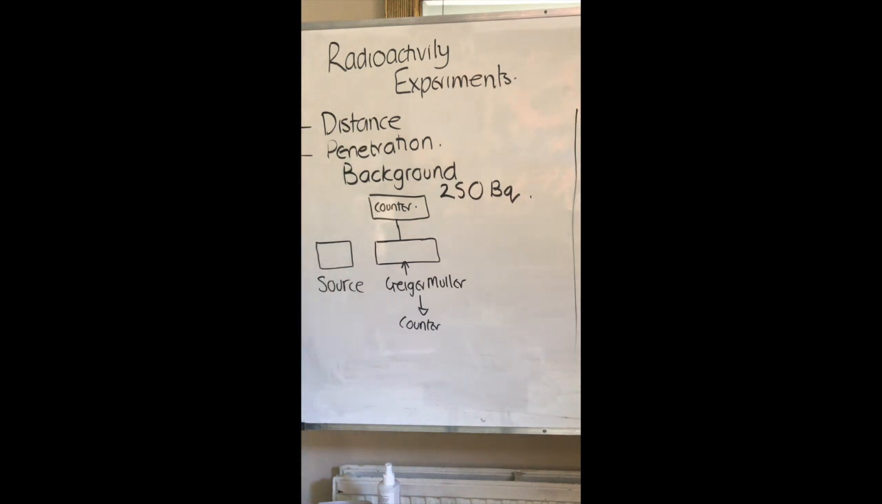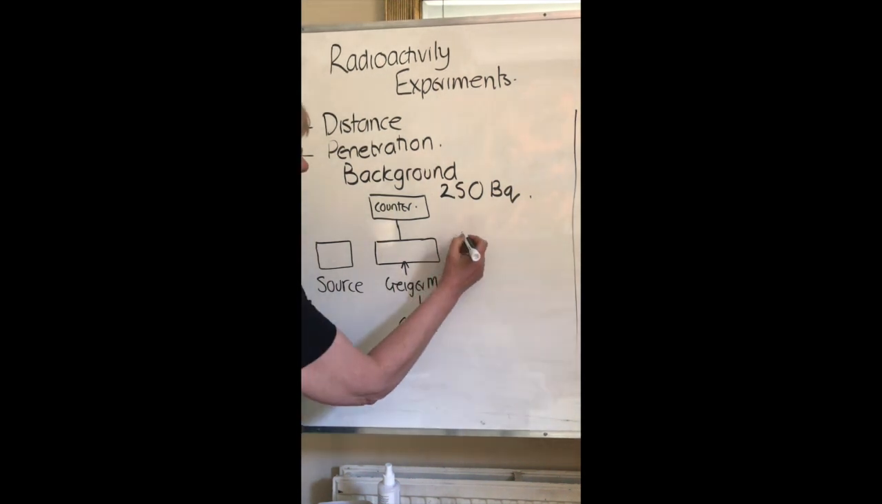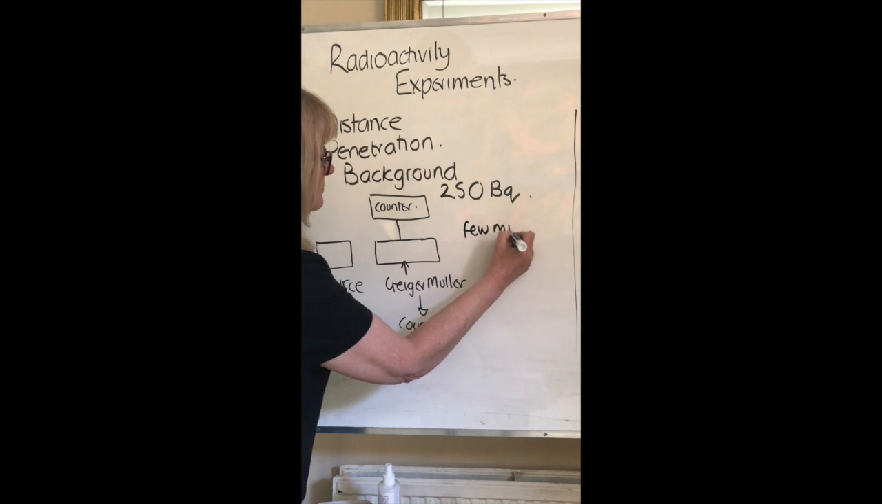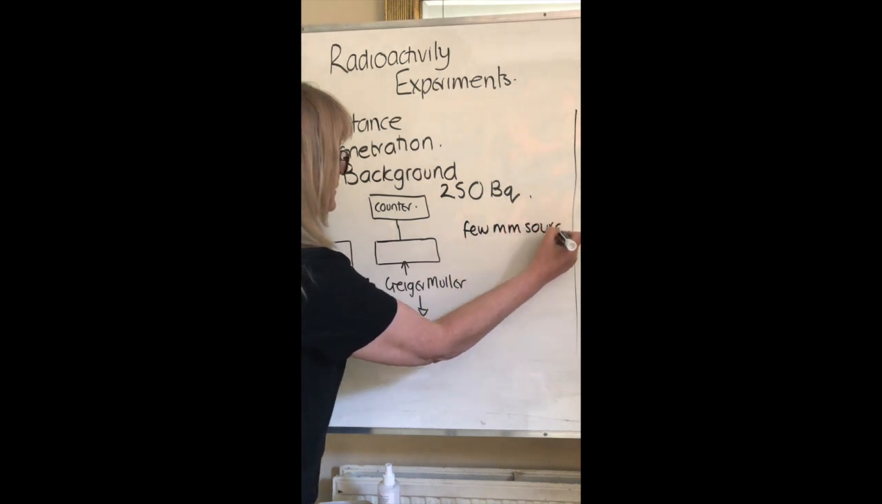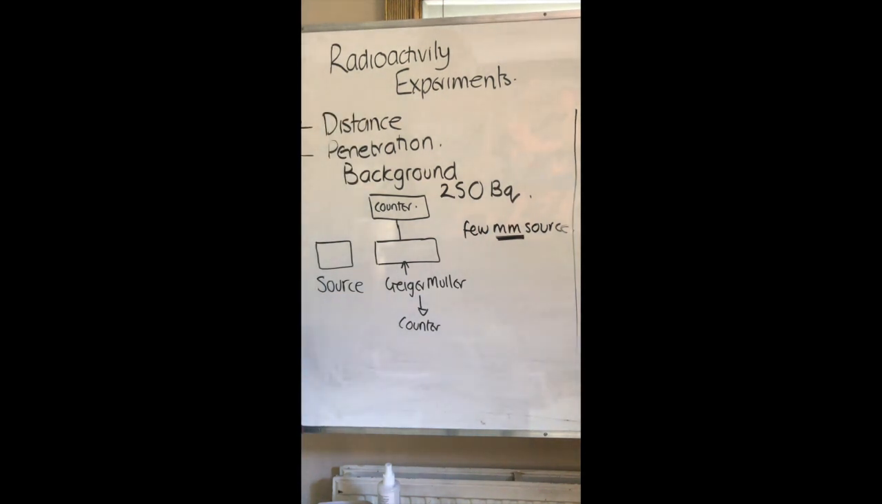The first one, the distance experiment, what you need to do is measure the radiation close to the source. And when I mean close to the source, you need to measure it within a few millimetres of the source. Now remember we talked about alpha being heavy and relatively large and heavily ionising, and we know that it'll lose its kinetic energy very, very quickly and won't be able to be picked up as radioactivity.